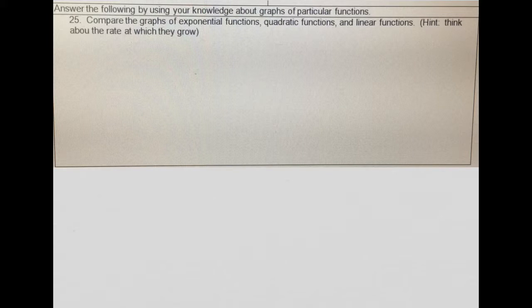Okay, let's look at number 25. It asks us to compare the graphs of exponential functions, quadratic functions, and linear functions, and think about the rates of change in which they grow. So let's first think about linear functions. Linear functions have a constant rate of growth.